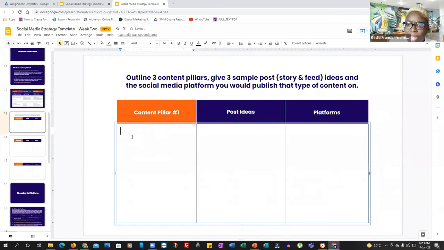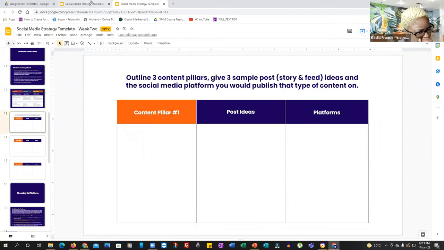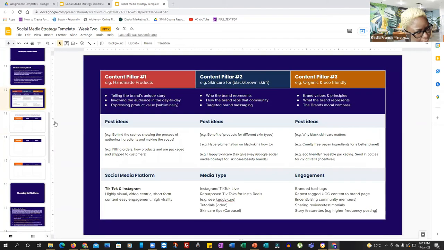But guys, the reason why I had a problem with this particular assignment is that I don't think many of you looked through this part of the assignment, which is a sample. Because if you had looked through this, you would have seen how I laid it out here. I gave the content pillar, and what I did was identify the pillar, which was handmade products, that's a pillar, and then subtopics that I could possibly take out of the pillar. So telling the brand's unique story, involving the audience in the day-to-day, expressing product value subliminally. Then I went to post ideas, social media platform, media type, and engagement.